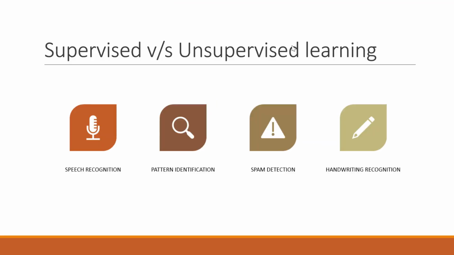Now, the applications of supervised machine learning include speech recognition, pattern identification, spam detection, and even handwriting recognition, while the use cases of unsupervised machine learning include fraud detection and data pre-processing.